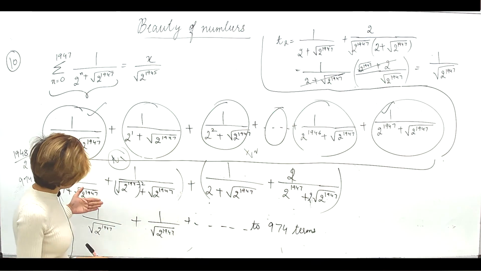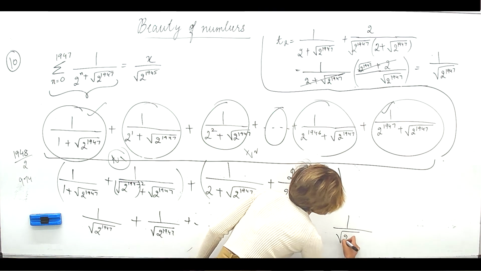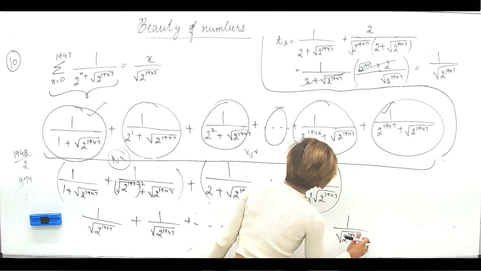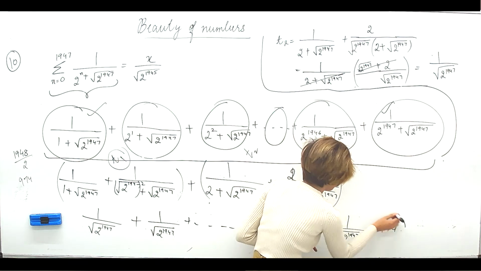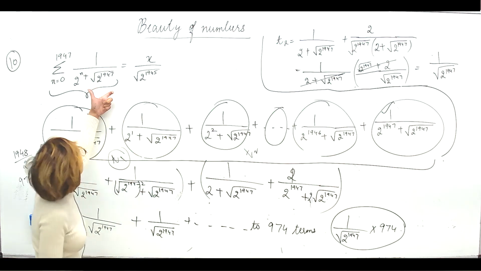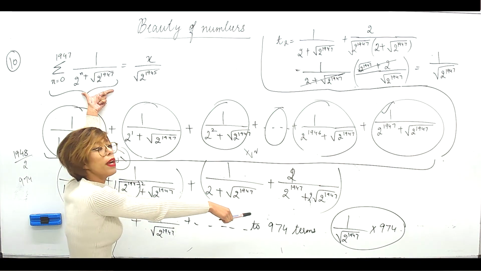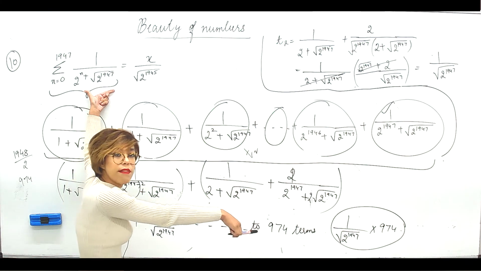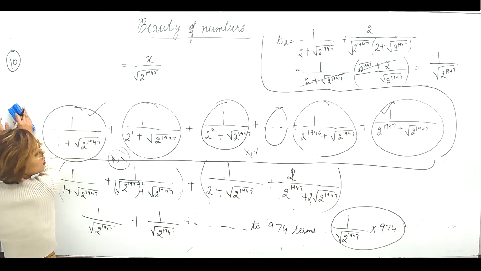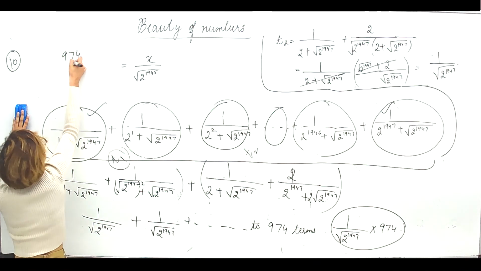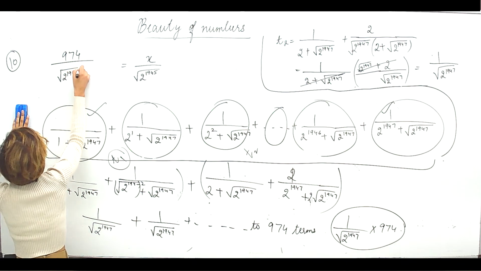So basically I am multiplying this number, which is 1 by square root of 2 raised to 1947, how many times? 974 times. The sum of the sequence that we were interested in is nothing but 974 divided by square root 2 raised to 1947. So I'll insert it here and evaluate the sum.